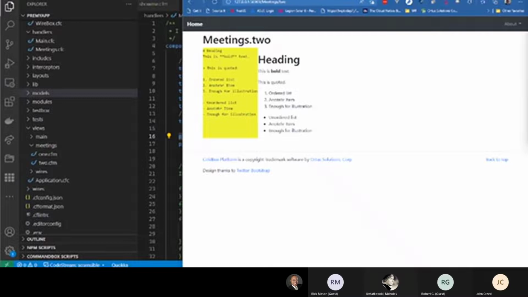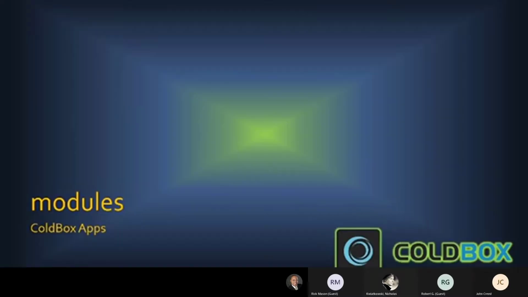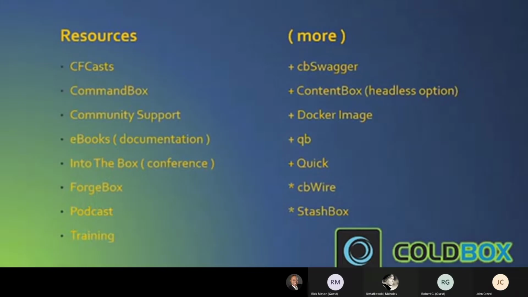So if you ever have problems with your routes, make sure that you have them stacked in the right order. What we see here is resources. CFCast, I did not show that, but CFCast is an online learning center. You can go to cfcast.com. You'll have access to that.